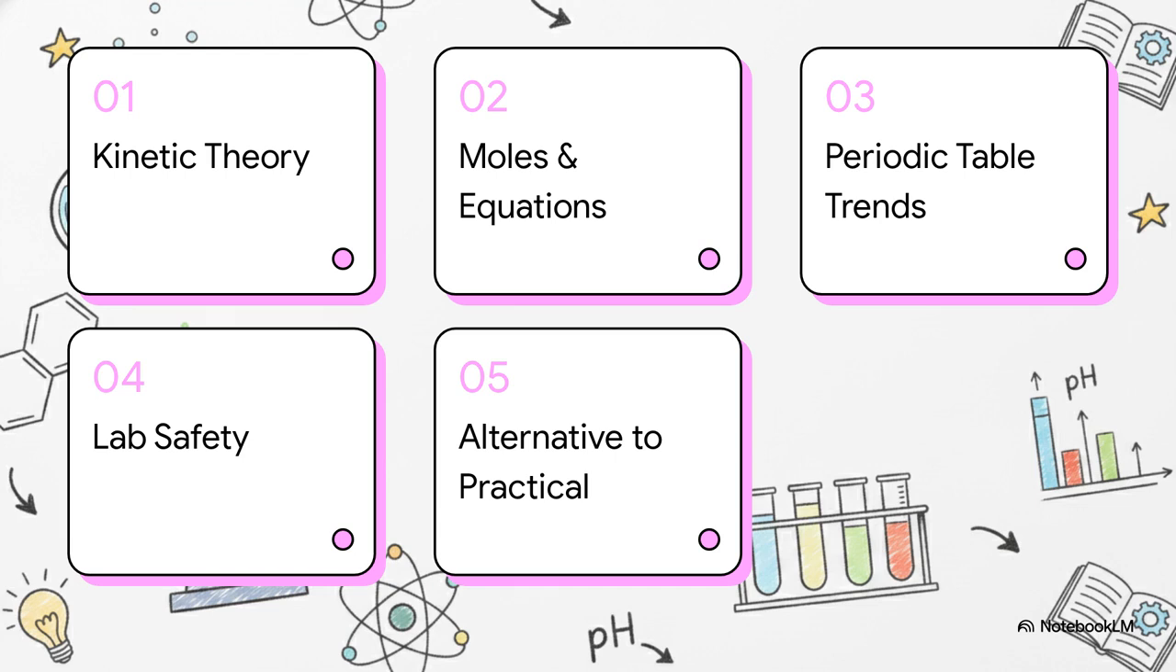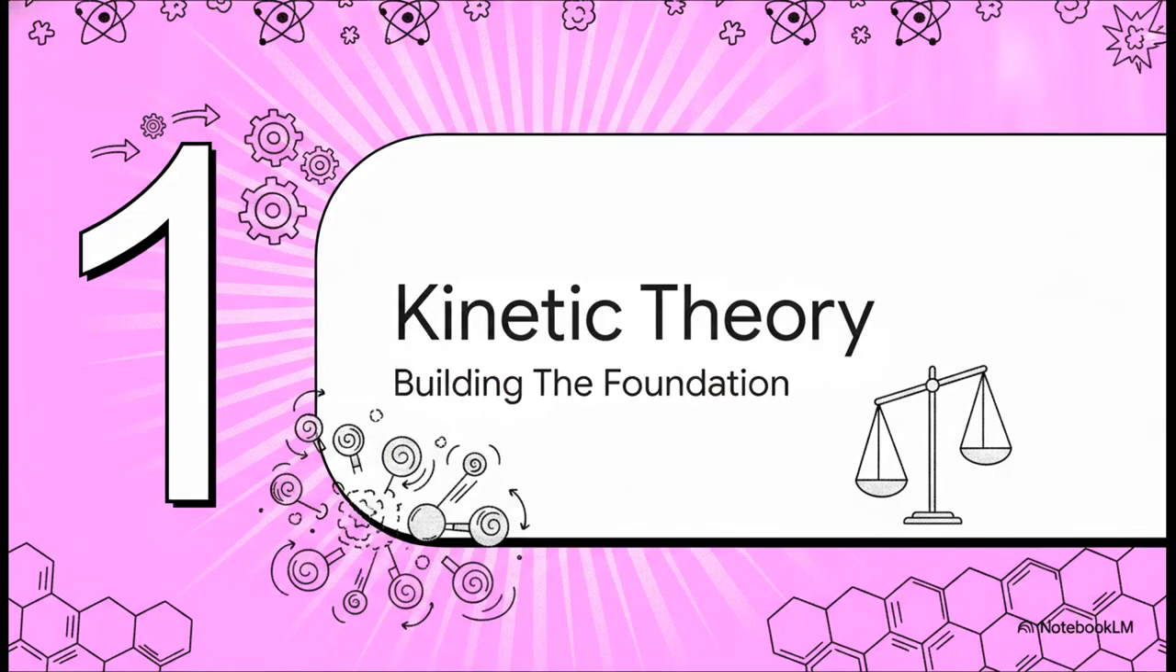Here's our daily study blueprint. We're breaking that massive textbook down into 5 highly manageable modules: kinetic theory and matter, conquering moles and equations, periodic table exam trends, lab safety and practicals, and finally, alternative to practical strategies. This is the exact structure designed to guarantee you maximum marks. Let's get into it. Starting things off with Module 1, kinetic theory and matter.